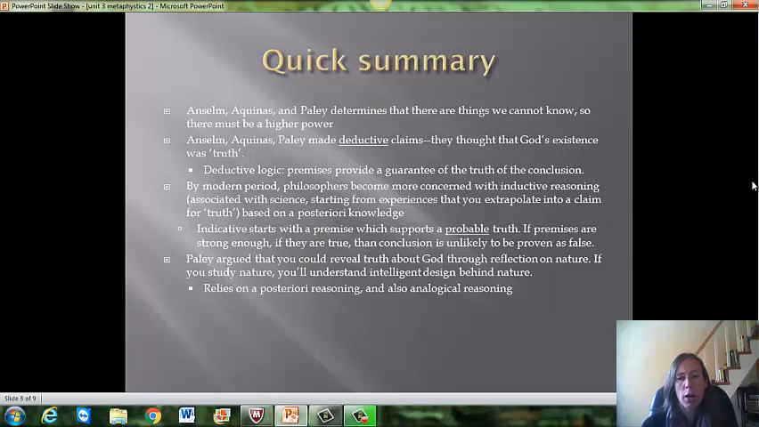And another thing that you need to know is that Paley argues that you could reveal the truth about God through a reflection on nature. And if you study nature, you'll understand that there's an intelligent design behind nature.